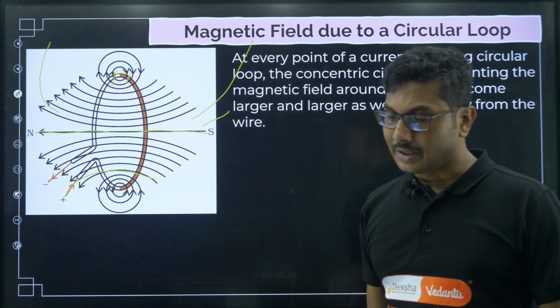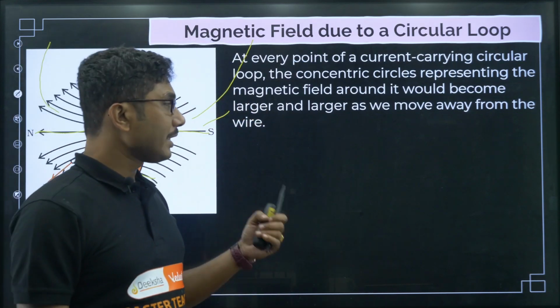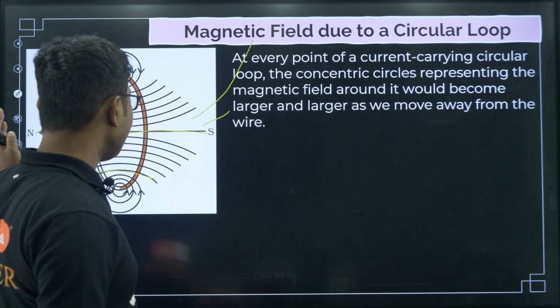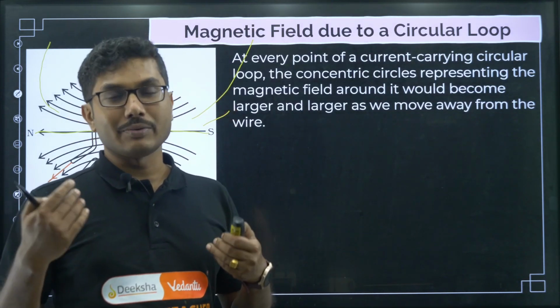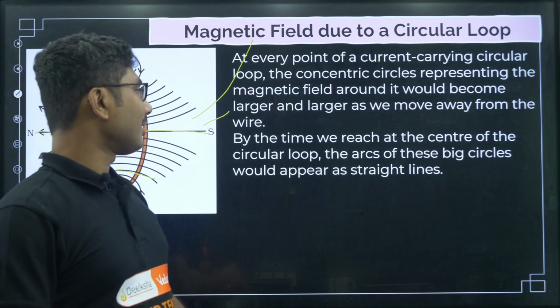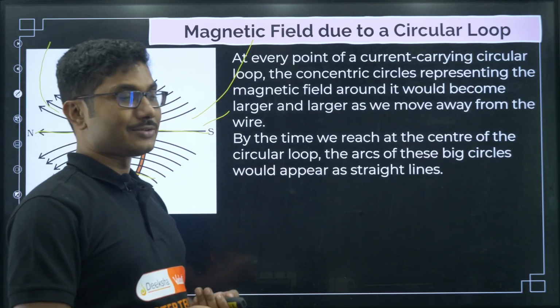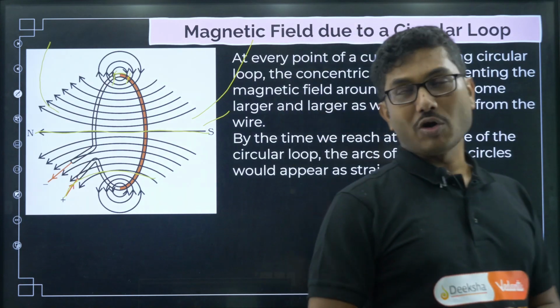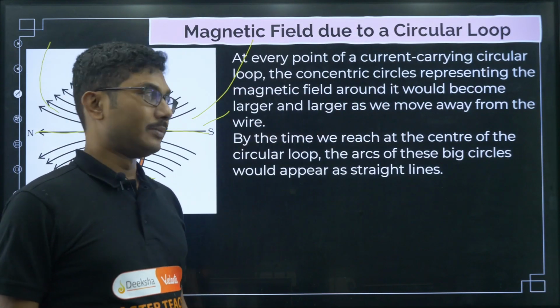Straight line means the magnetic field is constant. So the magnetic field around the axis of the current carrying circular wire is constant. That is the main thing. By the time we reach the center of the circular loop, the arcs of these circles would appear as straight lines. So basically the magnetic field is constant along the center of the coil.